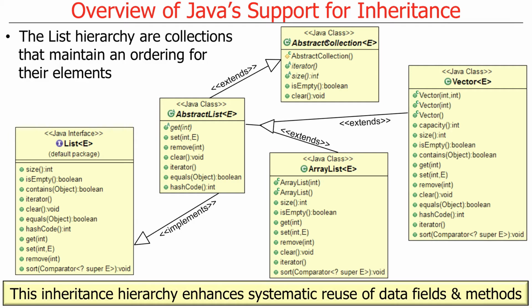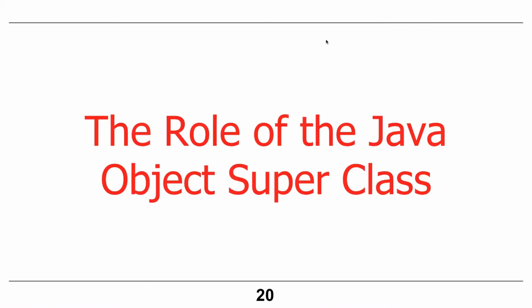But the key point here is that we're going to systematically reuse data fields and methods. So it all kind of hangs together in a way that, ideally, if done right, will enforce the principle of least surprise. Right? If you know what a list is and you know what that interface looks like, then an array list or a vector has that interface, but the implementation may behave in slightly different ways, and does behave in slightly different ways.